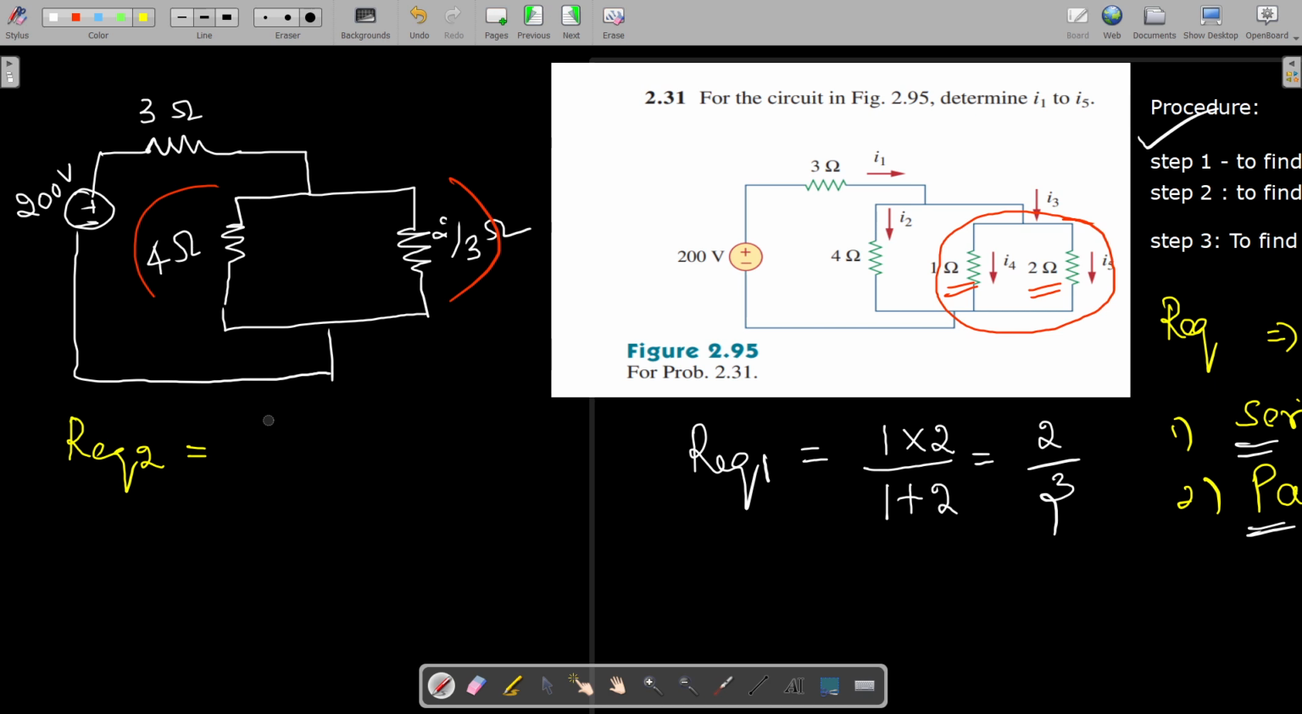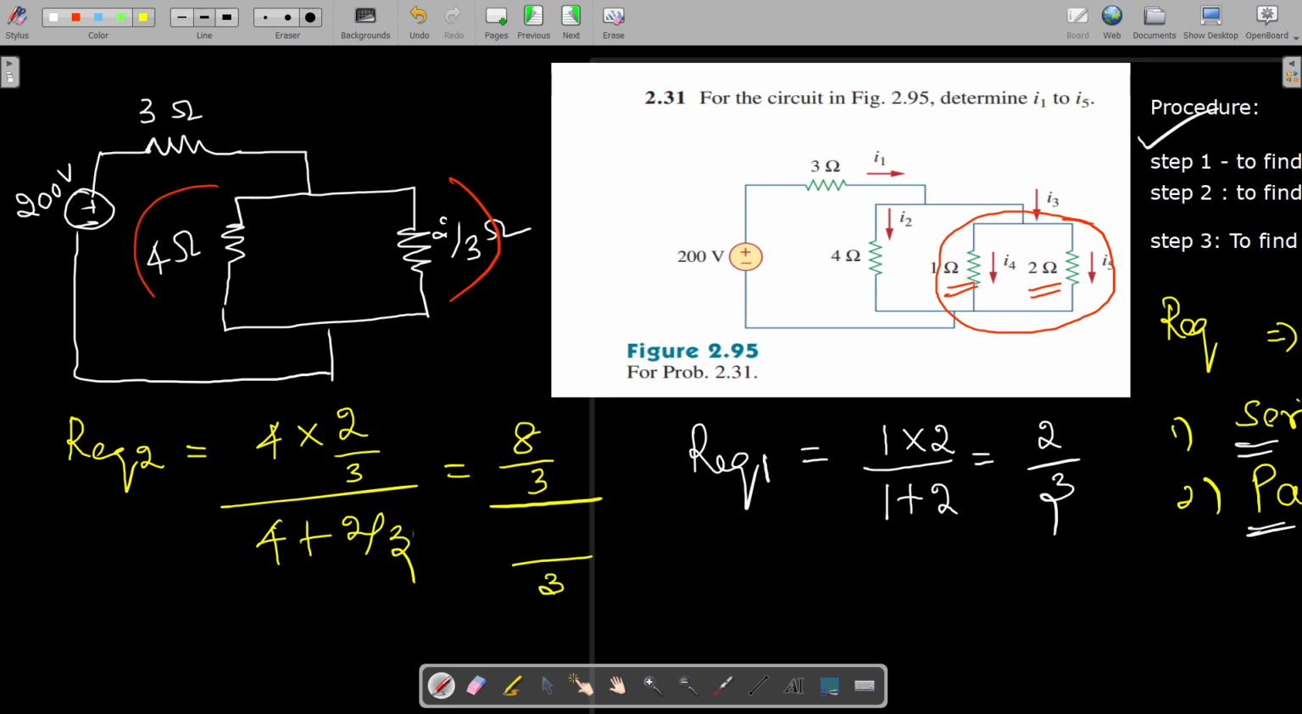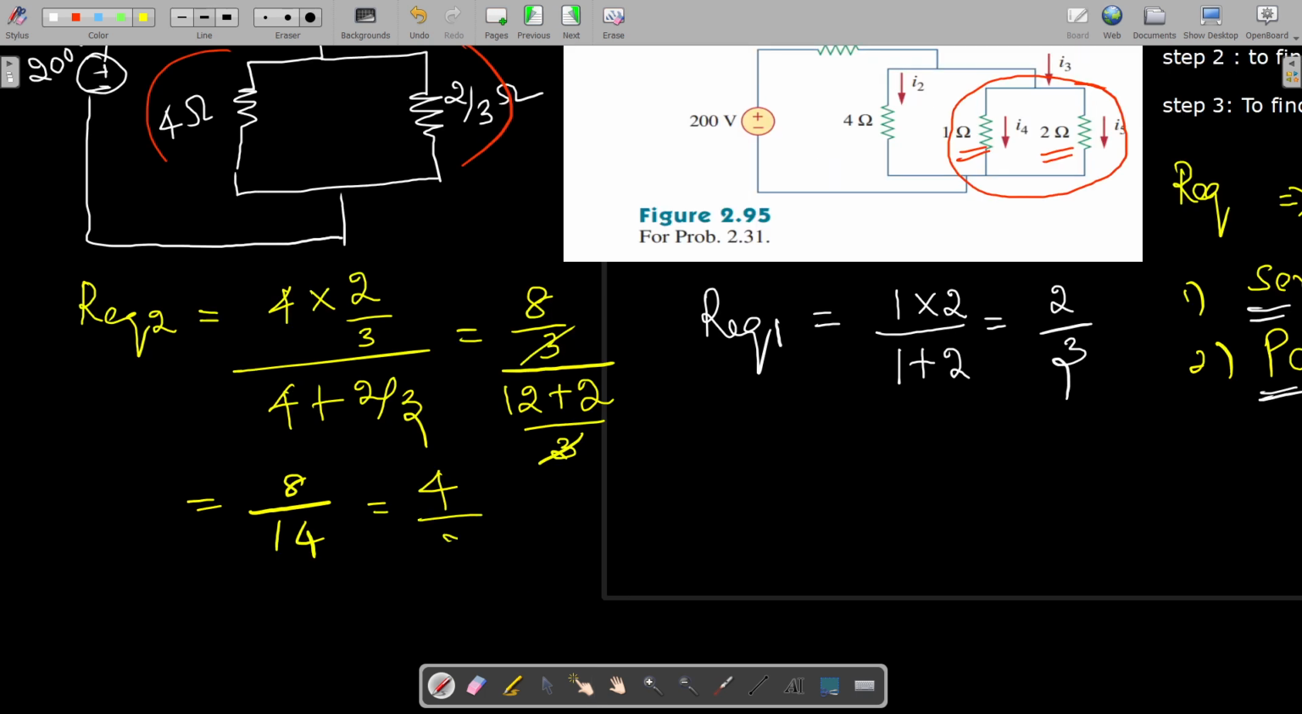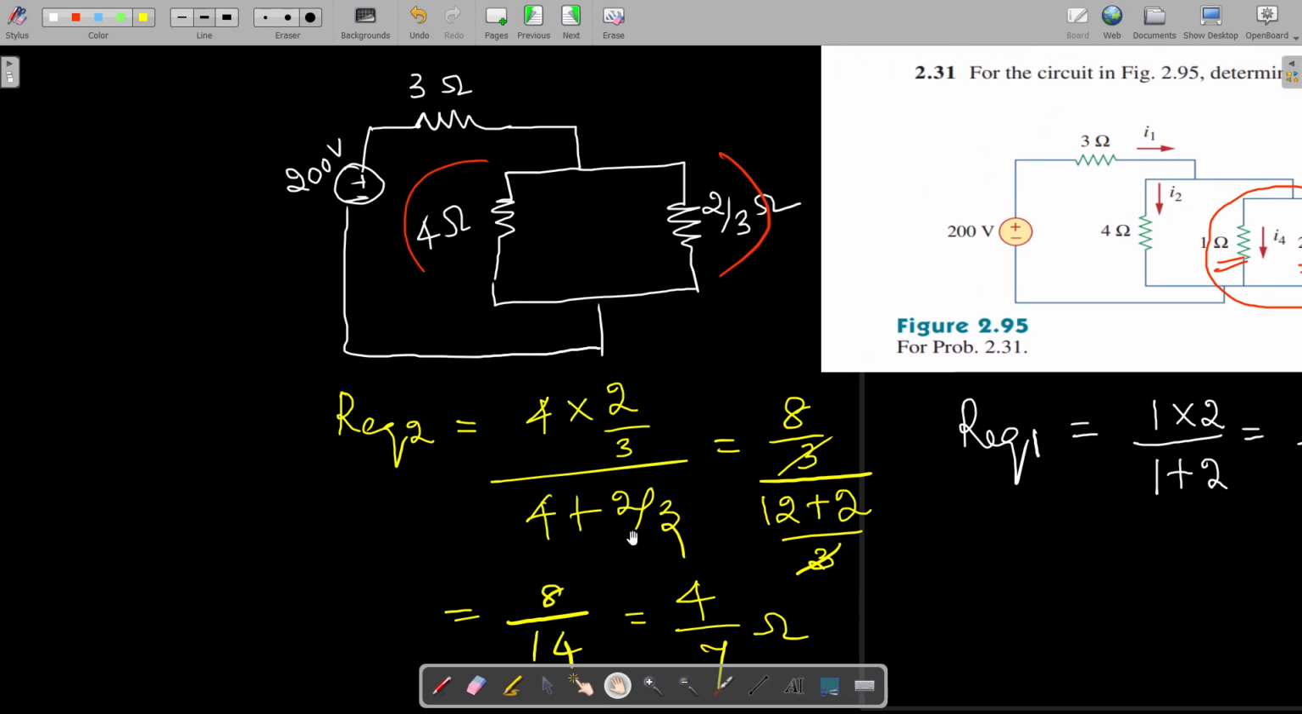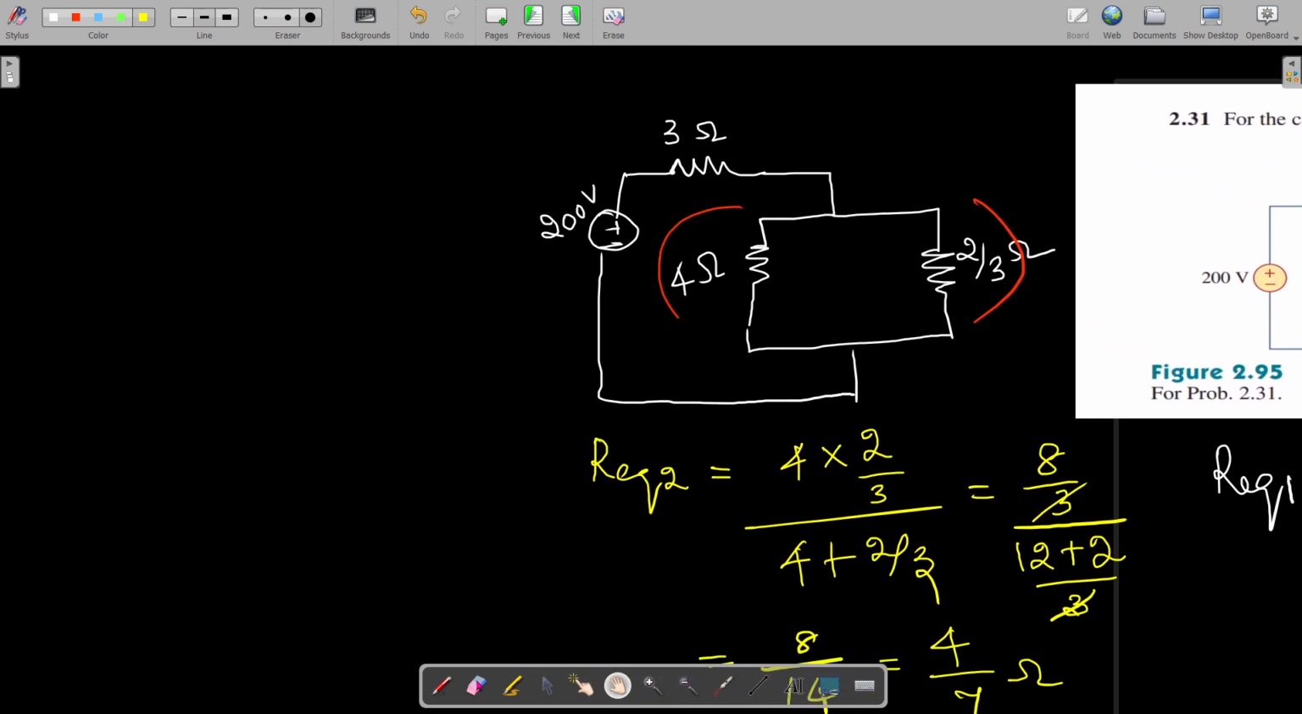So that is equal to the product of these two values, 4 into 2 by 3, divided by 4 plus 2 by 3. So this is equal to 8 by 3 divided by, here you have 12 plus 2, isn't it? That is 14. These two 3s get cancelled, so we get this as 8 by 14, that is 4 by 7. Once you find this equivalent resistance, once again you need to redraw the circuit.